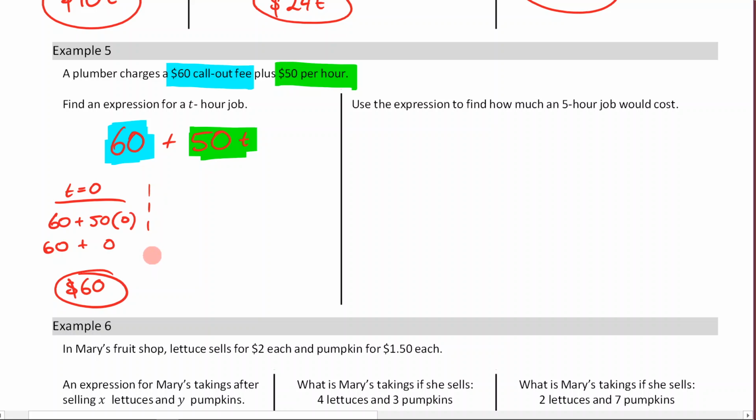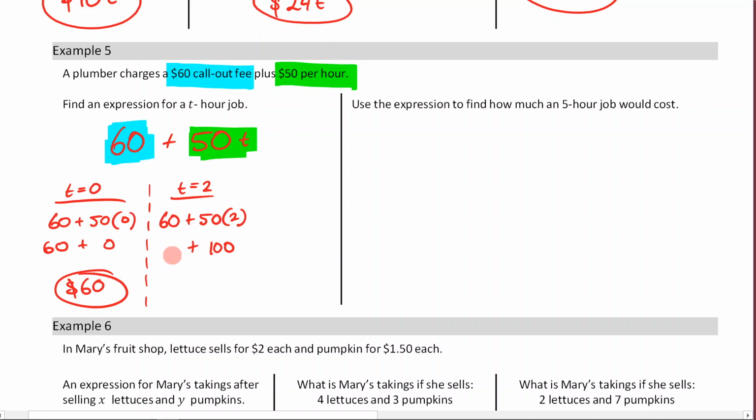Let's go through another example. Let's say they spend 2 hours there. So let's say it's a 2-hour job. You broke your toilet and it's a 2-hour job for them to fix it. Well, that means it's going to be 60 plus 50 times 2. So we're taking that T and we're putting it in there. 50 times 2 is $100. So they're getting paid $50 per hour. So if they stay there for 2 hours, it's going to cost you $100.